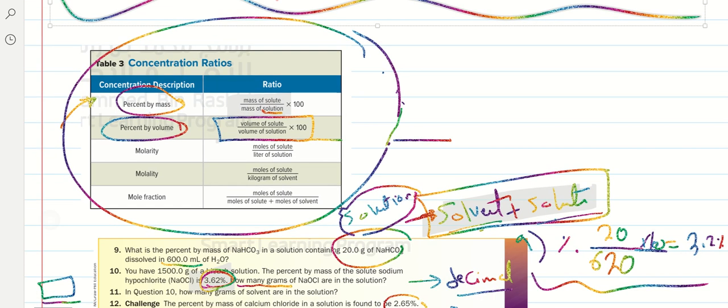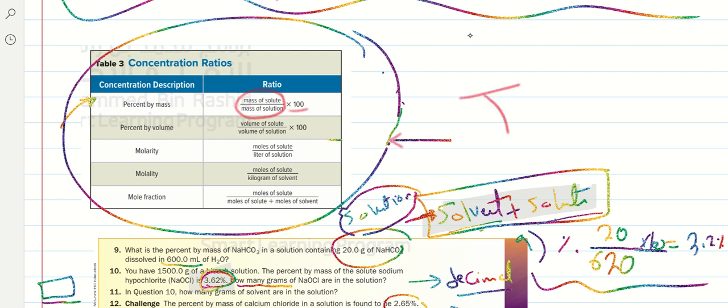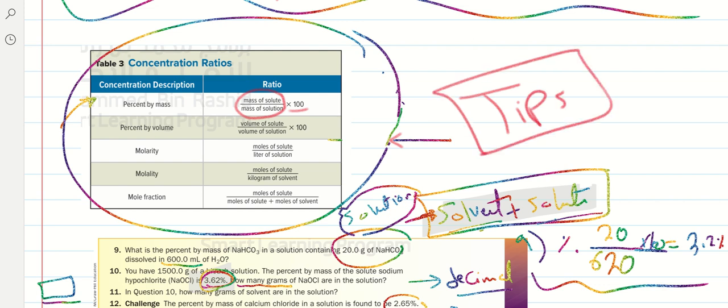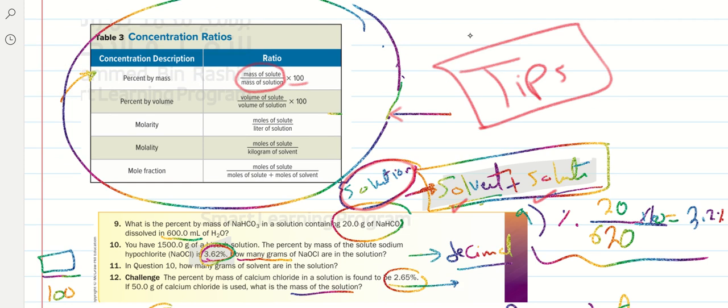Okay, so for concentration ratio, we're going to use 5 different formulas. The first formula is percent by mass. So it is mass of solute divided by mass of solution times 100 because it is percent. But the trick here, exam tip, the trick here is that when I say solution, it means solvent plus solute. Solvent plus solute.